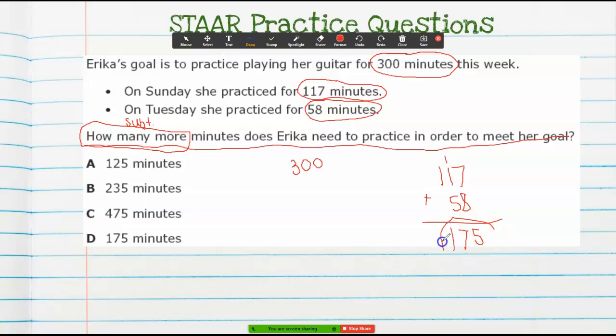So now I have one number. Okay? That is not your answer. That's not your answer. Don't get stuck on that. Now I need to take what I have and subtract it to figure out how many more minutes she still needs to practice.